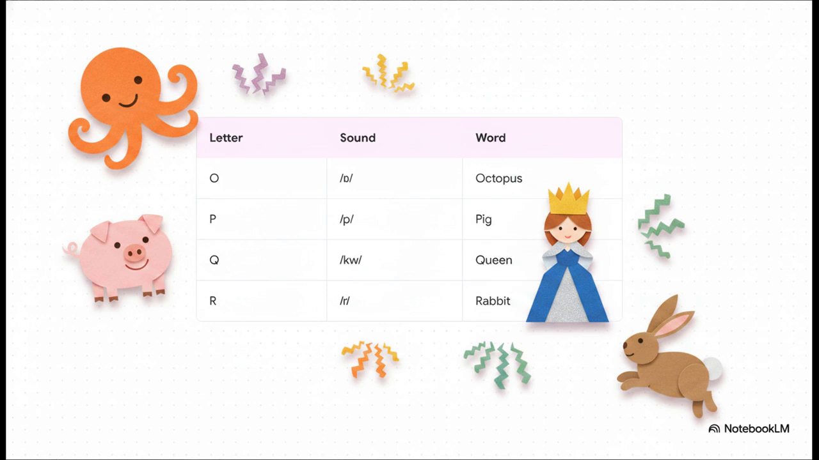O gives us the open, rounded aw for octopus. Then we have a fantastic popping sound for P. Really build up the air pressure behind your lips and just let it go. Pig. Q brings us to queen, which we'll look at closer in a second. And then we have the rolling, slightly growling sound for rabbit.